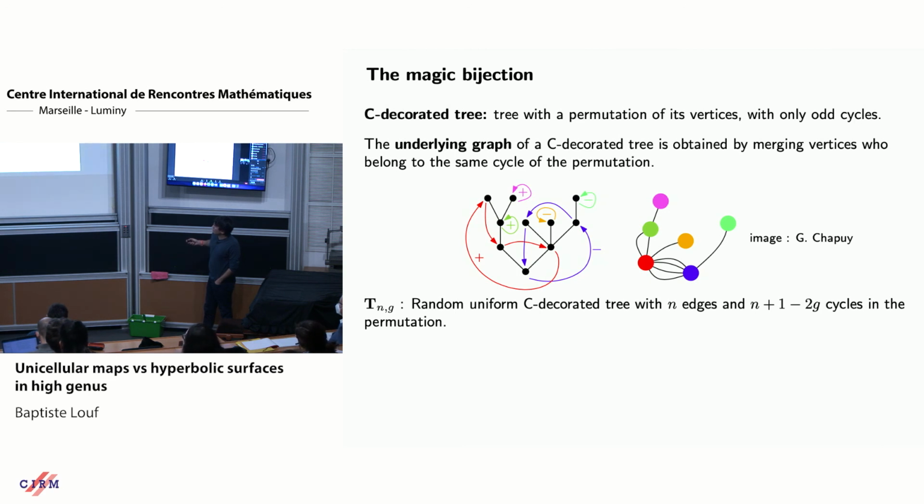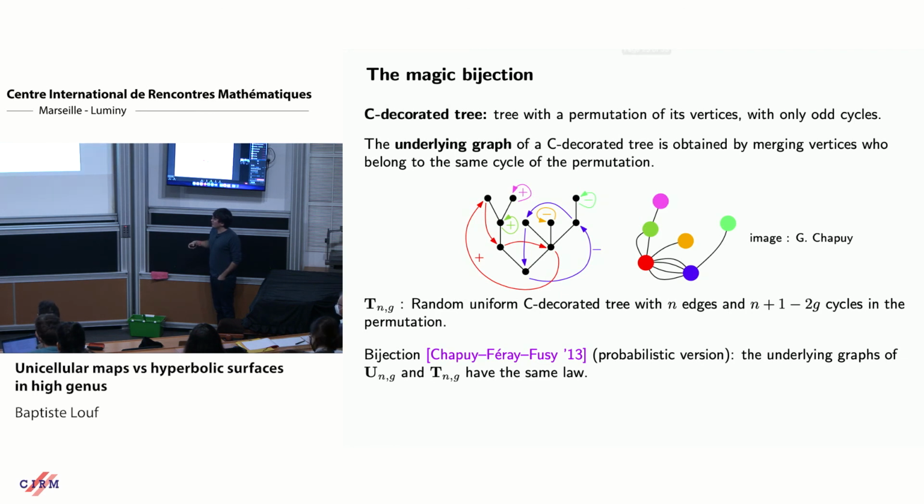Now I'm going to take a random uniform C-decorated tree, and I'm going to define some notion of genus on this tree. I'm going to say T_{n,g} is the random uniform C-decorated tree with n edges and n+1-2g cycles in the permutation. Or equivalently, its underlying graph has exactly this many vertices.